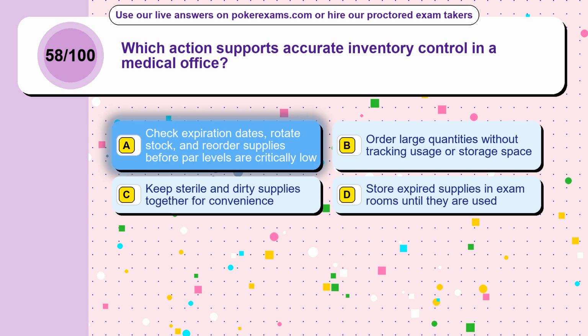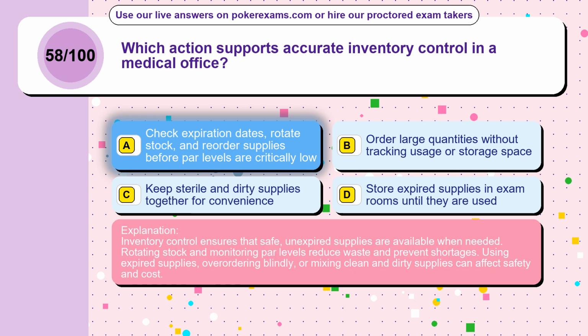The correct answer is option A. Check expiration dates, rotate stock, and reorder supplies before par levels are critically low. Inventory control ensures that safe, unexpired supplies are available when needed. Rotating stock and monitoring par levels reduce waste and prevent shortages. Using expired supplies, overordering blindly, or mixing clean and dirty supplies can affect safety and cost.